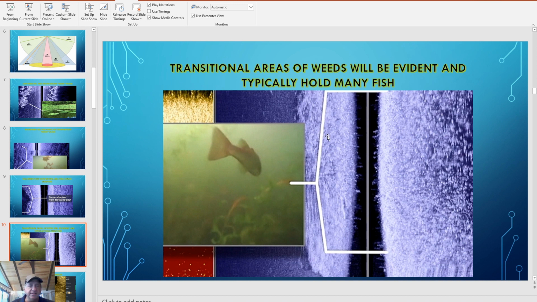However, on the left-hand side, you can see right here, right along the edge, this picture of the fish partially covers it there in the center, but you can see a very well-defined weed line edge right here. And that's what it'll look like on your side imaging sonar. And we all know as fishermen that those fish like to hang out right on those weed line edges. So that's something that you always want to pay particular attention to.